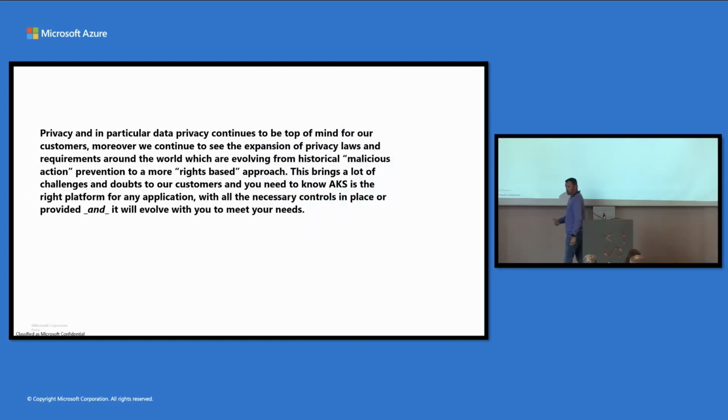requirements. So privacy, in particular, data privacy, continues to be top of mind for customers, right? Moreover, as we continue to expand the privacy laws and requirements around the world, protect against evolving malicious action and prevention to a more rights-based approach. This brings a lot of challenges to customers. So essentially, how can you use AKS to cover that is the key thing we're going to talk about today.